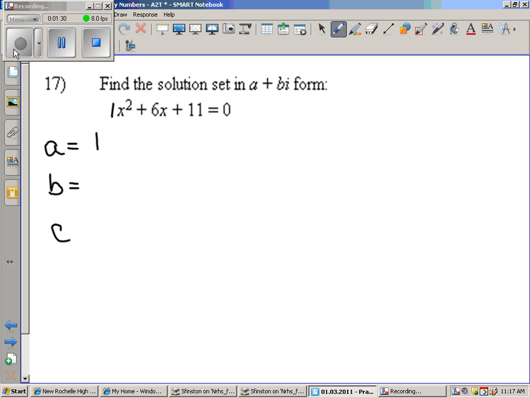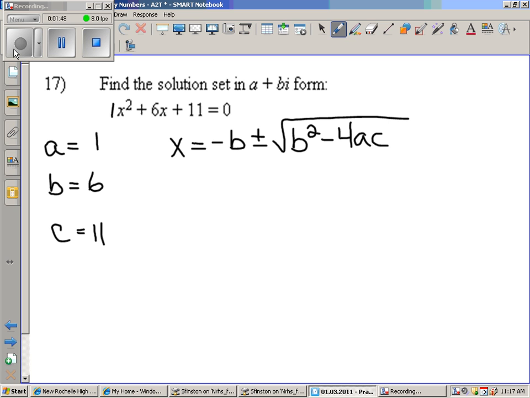So a is the number in front of x squared, b is 6, and c is going to be 11. And then we're going to do quadratic formula. My mom used to sing me this before I went to bed every night. X equals negative b plus or minus the square root of b squared minus 4ac all over 2a. Makes me all sleepy. I love that.